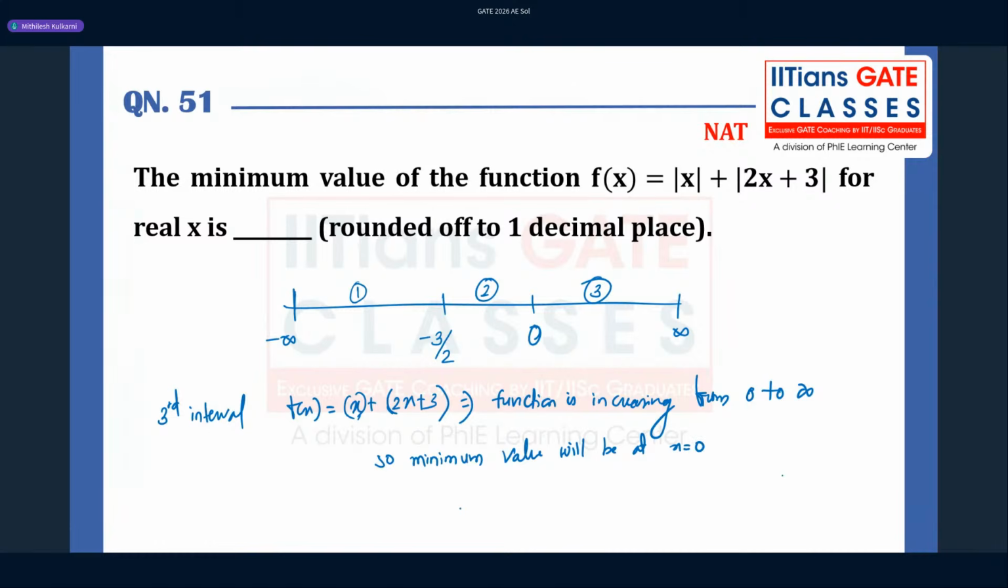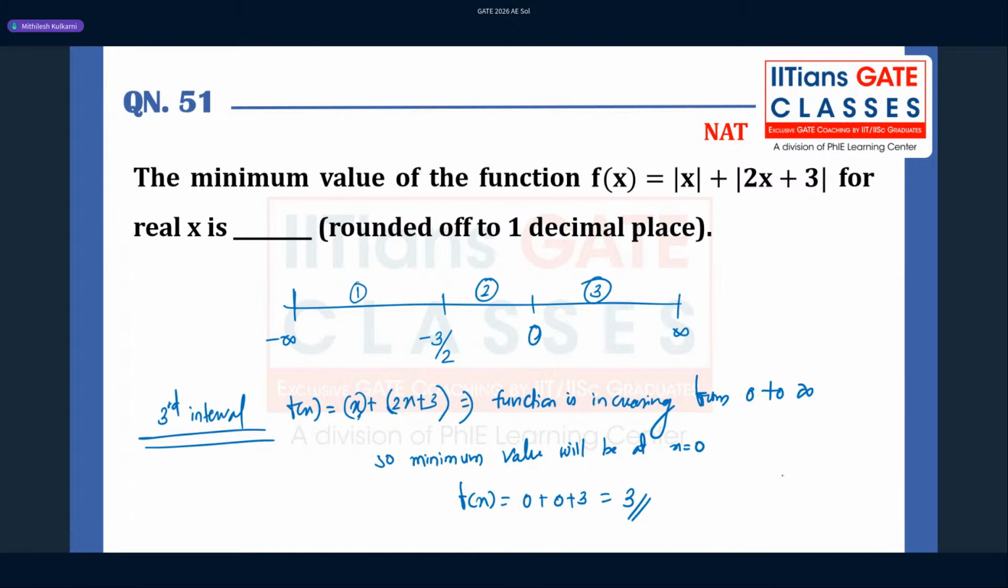And what is the value? f of x is equal to 0 plus 0 plus 3. So hence 3 is the minimum value in this range. So in the third interval, the minimum value of the function is 3. As you put x is equal to 1, 2, 3, 4, 5, the value of the function will go on increasing. So in this range, we found it out.